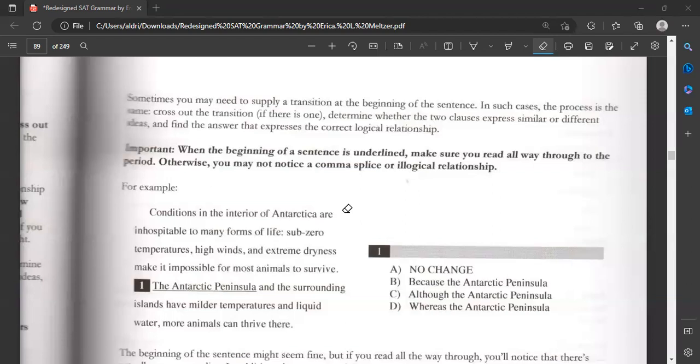Now I want you guys to consider the whole sentence from the Antarctic Peninsula up to "thrive there." For now, just for the purpose of this explanation, I want you to disregard what's coming before. I never do this, never skip or disregard anything in the SAT. But just look at the last sentence, just this part, all the way up to here. Tell me what you think the answer is.